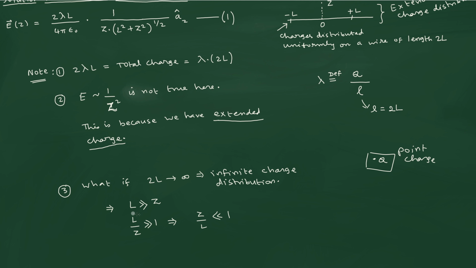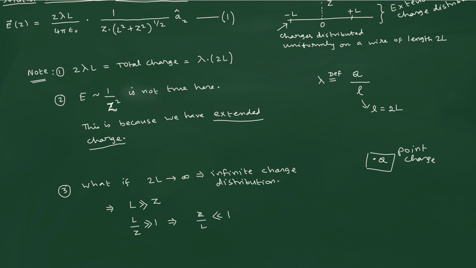So we need this kind of analysis, because why do you want this Z by L or L by Z? Why do you want this comparison? The reason is that if you look at equation number 1, you have the variables L and Z. So that is why we need to compare them. Otherwise, there is no need to compare.